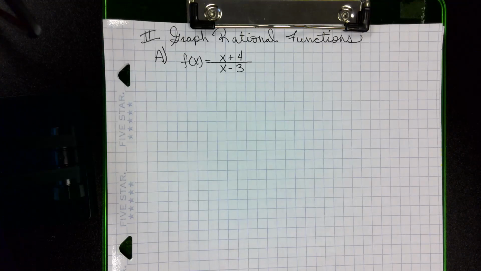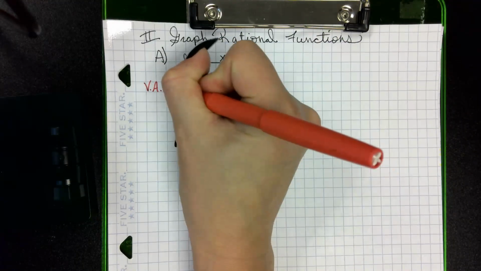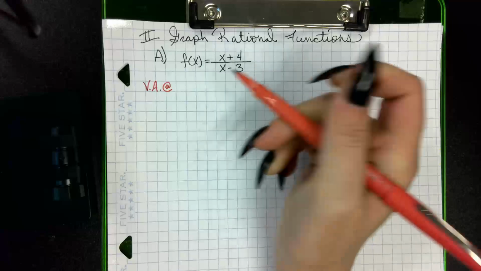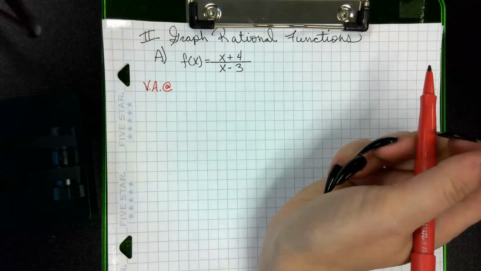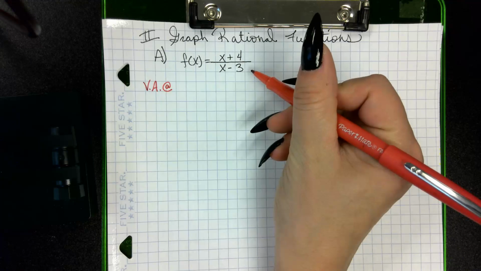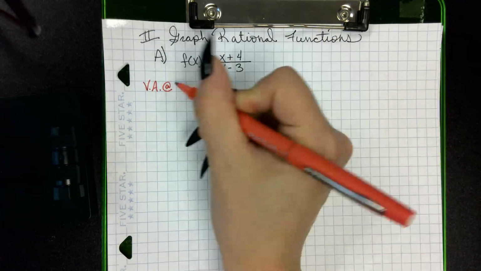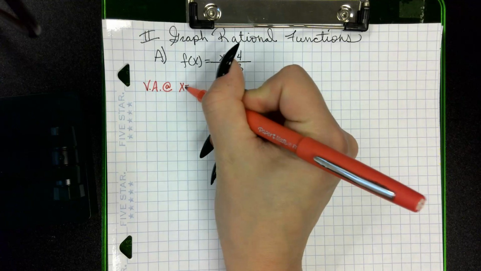All right, first example, we're going to follow those 3 steps. Step 1 was find vertical asymptotes. To do that, we take the denominator, set it equal to 0, and solve. So x minus 3 equals 0 gives us positive 3. So there's a vertical asymptote at x equals 3.